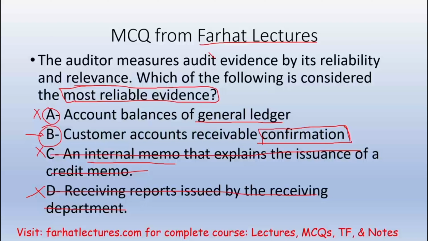It doesn't mean we don't use the other evidence. We might use them in different contexts. But the question here is which one is the most reliable? They're all evidence. The most reliable is B.